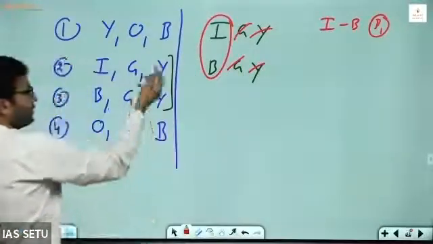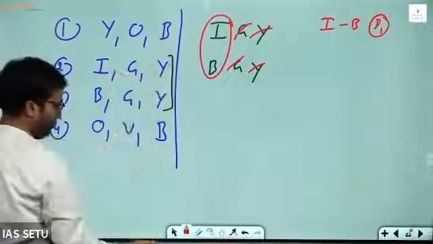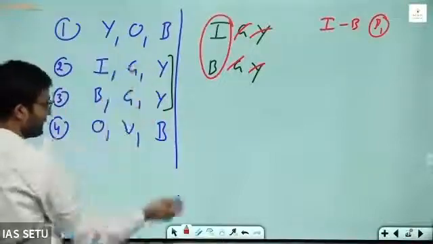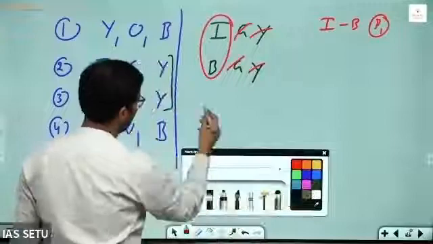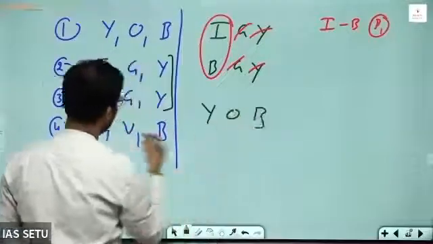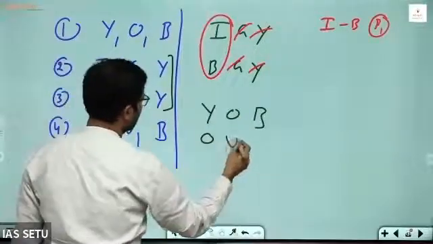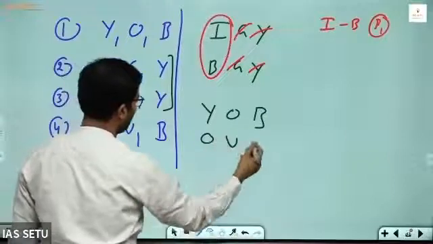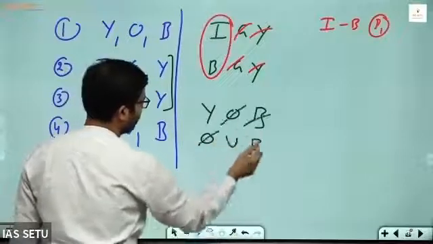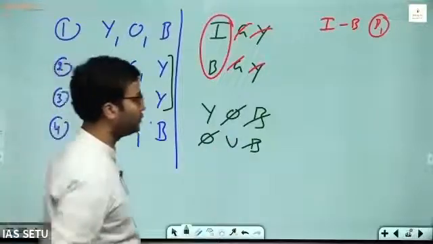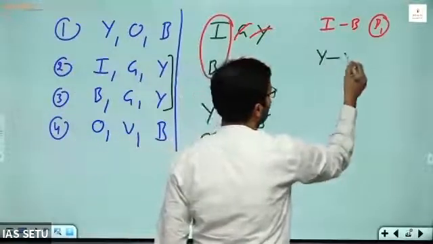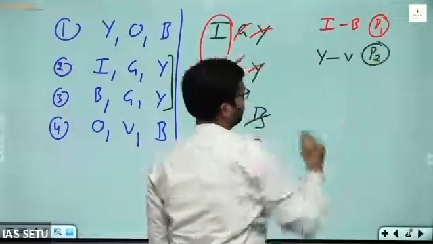Yes, green, green cancel, yellow, yellow cancel, indigo and blue opposite. Then you compare statement number 1 and statement number 4. Yellow, orange, violet. Orange, sorry, yellow, orange, blue, orange, violet, blue. Orange cancel, blue cancel. So yellow and violet are opposite to each other. So yellow is opposite of violet, pair number 2.